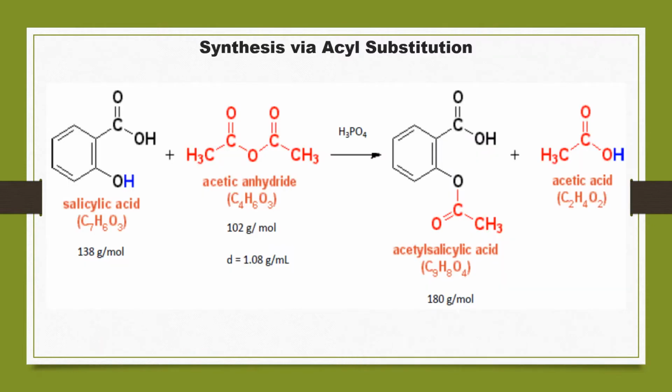So aspirin is synthesized using a substitution reaction, and the general reaction is as you see in the slide, where salicylic acid reacts with acetic anhydride with phosphoric acid as a catalyst to give us acetylsalicylic acid, that is aspirin, and acetic acid as a byproduct. So the mechanism goes as follows.